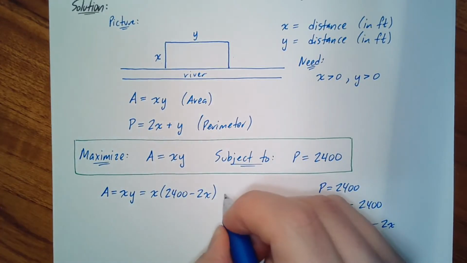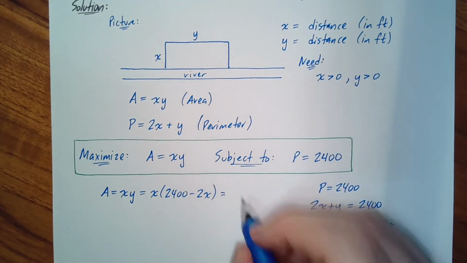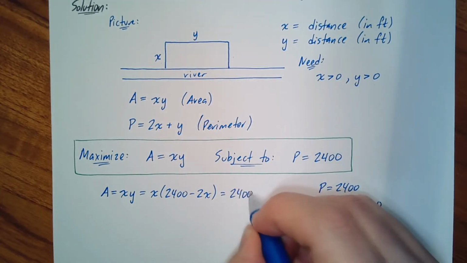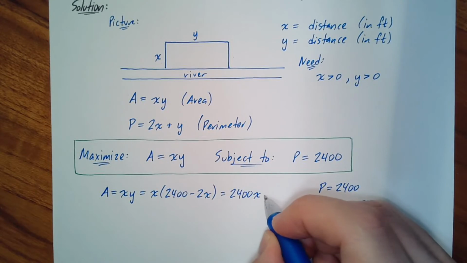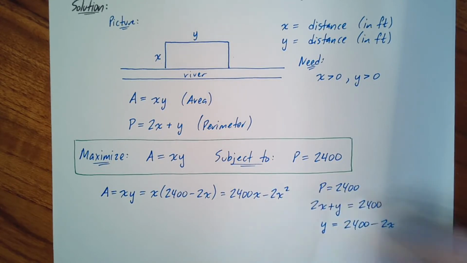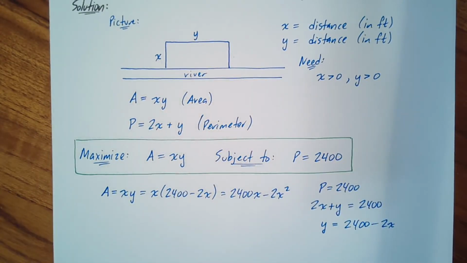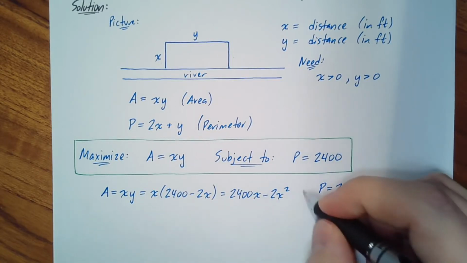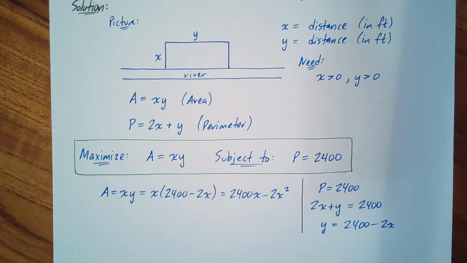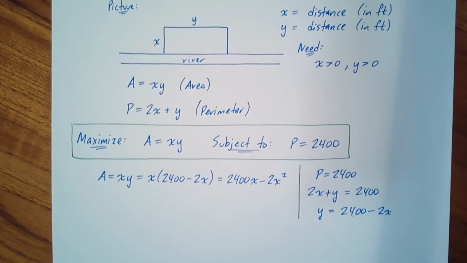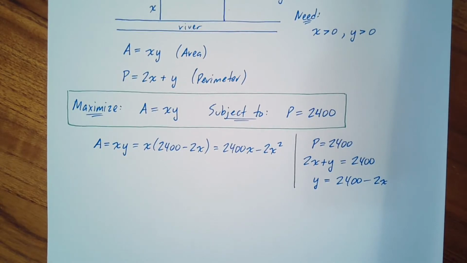And if I go one step further, I can even expand this and write it as a polynomial. Now I have 2400x minus 2x squared. Okay, so that is the objective function written with a single variable. Right? It's a function of a single variable. So now we can use the techniques that we've already developed in Chapter 4 so far. So how are we going to find local minimums and maximums? In our case, we're looking for a local maximum. Let's take the derivative and look for a critical number. That's a good place to start.